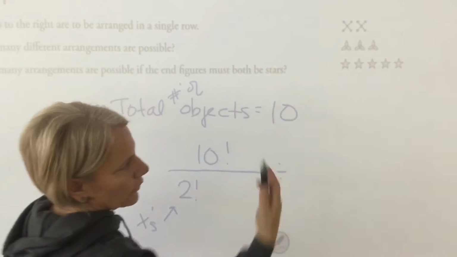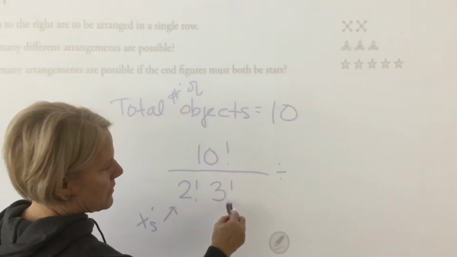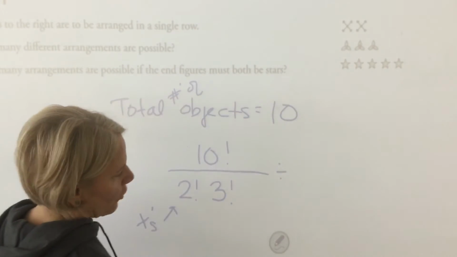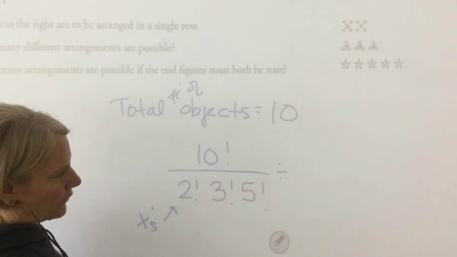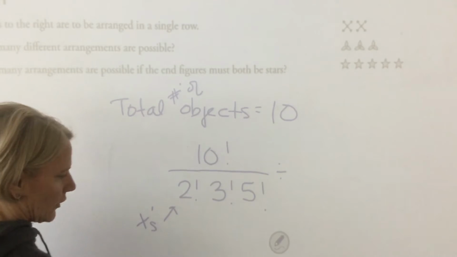I have 3 what I'll call fidget spinners, so since they're all the same, there are 3 of them, I'm going to divide out 3 factorial. And then I have 5 stars, so I have 5 factorial that I'm going to divide out. And you just put that in your calculator, and you'll get the answer.